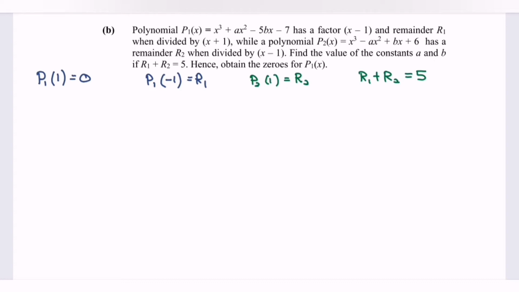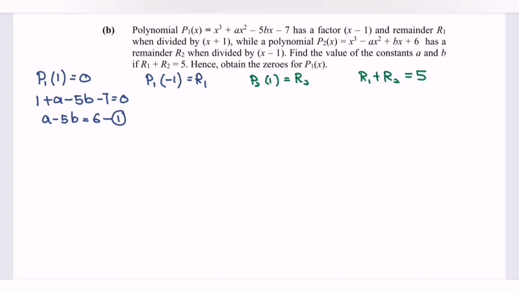So kindly substitute the situation into the p sub 1. For this case, if the value of x is equal to 1, we will have 1 plus a minus 5b minus 7 equals 0. Simplify. So a minus 5b, we have negative 6 on the left. So rearrange, we will have positive 6. So that is the first equation.